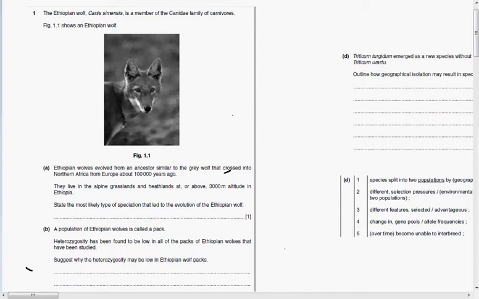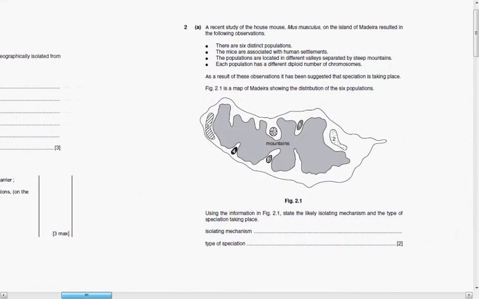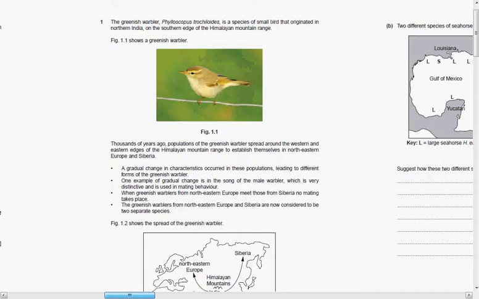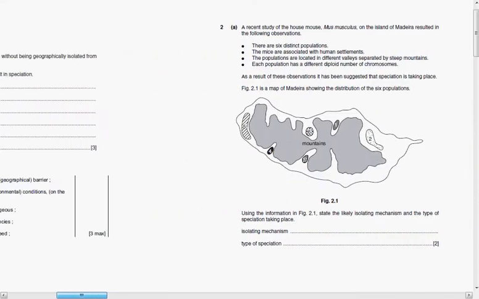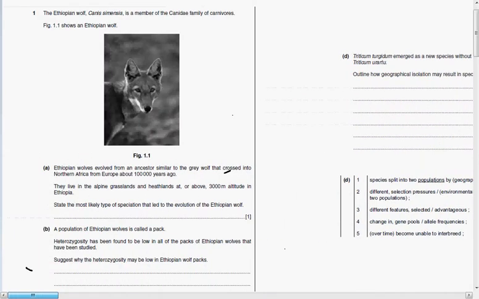Hello, in front of you, you have a question from a CIE paper, and we will solve this. There are many questions. Sorry, there are 4 questions which we will solve today, right now here, and we will try to figure out the common things in speciation, right?